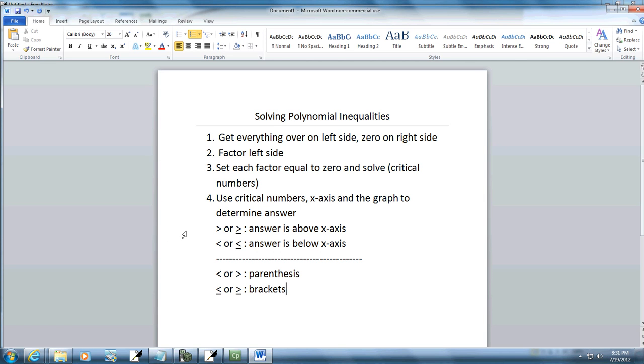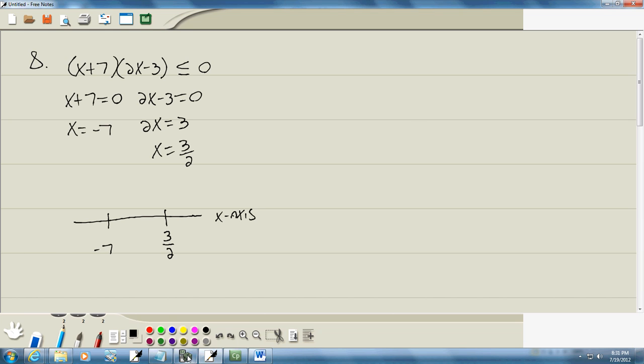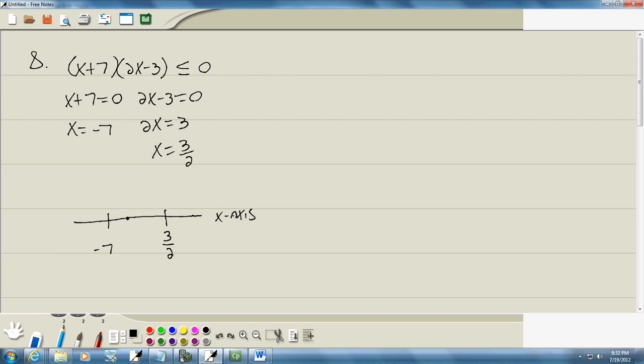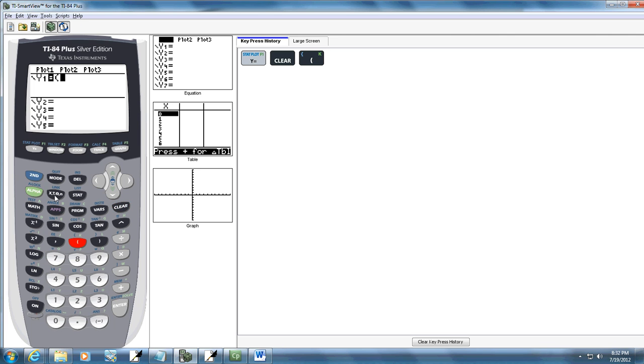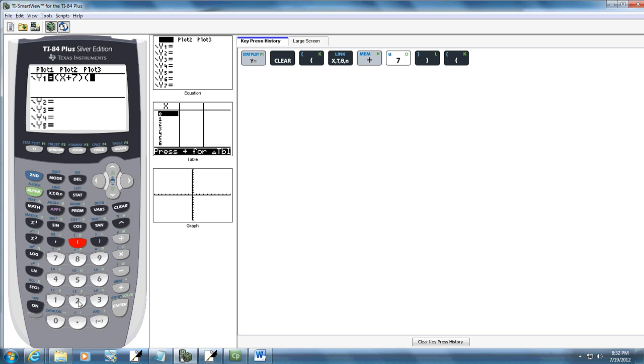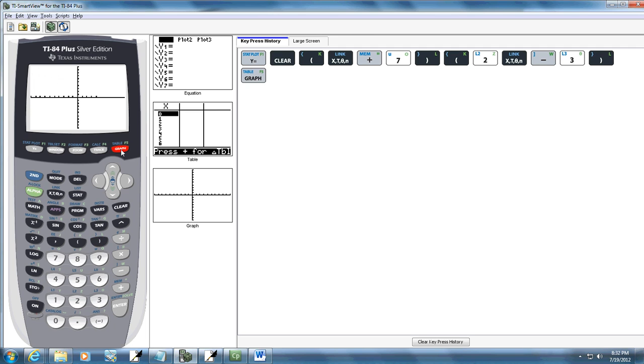Now it says to use critical numbers, x-axis, and the graph. So we need to get the graph now. So let's go to our calculator, and press y equals, press clear to clear out whatever's in that line. And we've got a beginning parentheses, x plus 7, closing parentheses, beginning parentheses, 2x minus 3, closing parentheses, and then let's push graph.